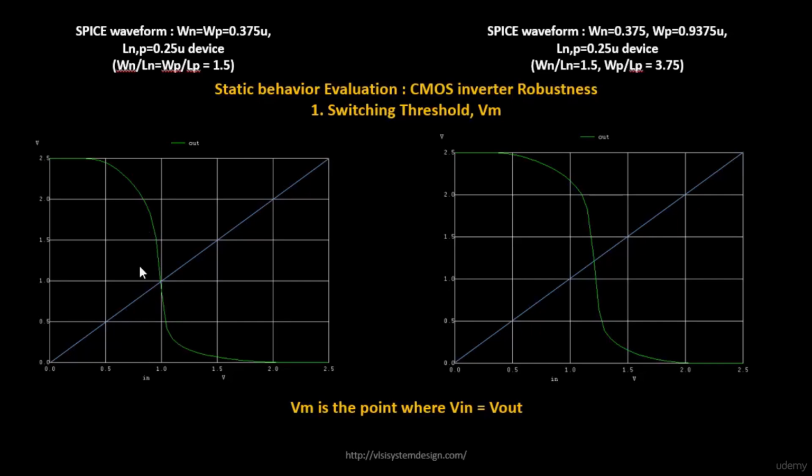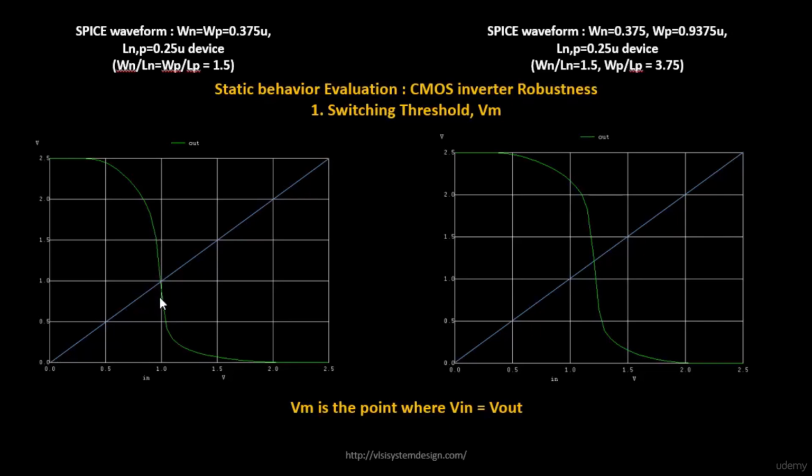So in this area you see a lot of current flowing. In the other areas, since one of your devices is off, it is different. In these two areas, one device is on and the other is off. In this case your PMOS is on and NMOS is off. In this case your NMOS is on and PMOS is off. In that case, there is no direct current flowing from your power to ground.